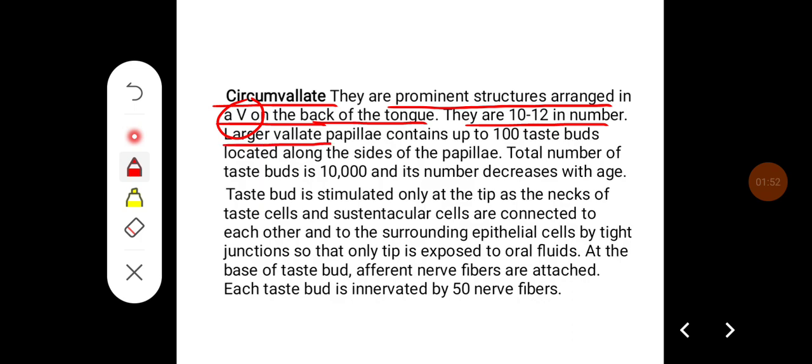Larger circumvallate papillae contain up to 100 taste buds located along the sides of the papillae. Total number of taste buds is around 10,000 and its number decreases with age.